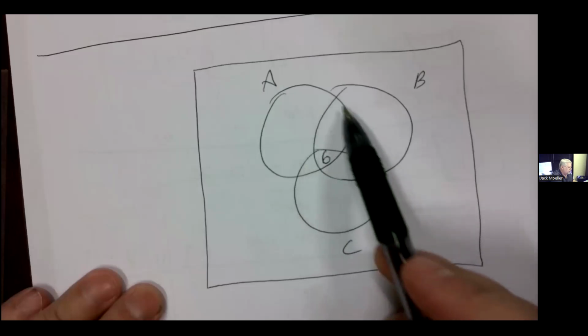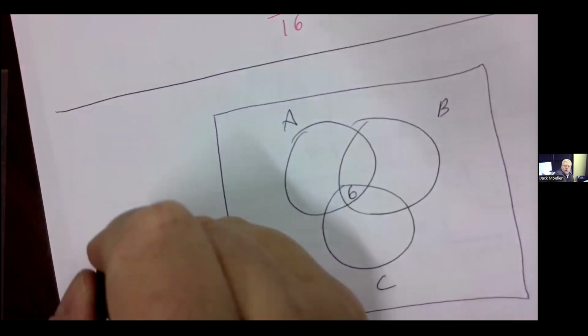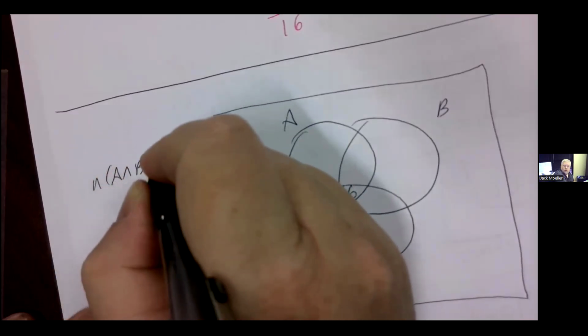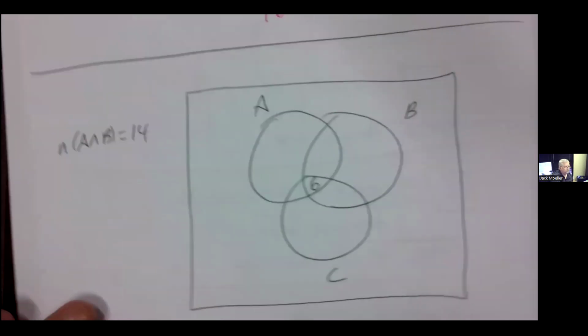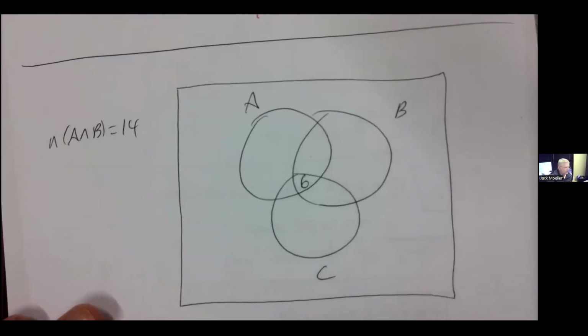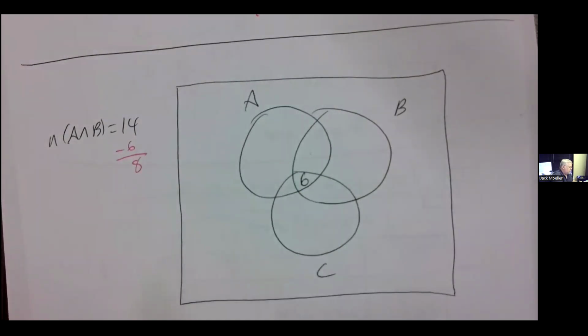So this region is A intersect B, and they tell us that the number of A intersect B is 14. So this region has to have 14. So we've already accounted for 6. That leaves 8 to go there.